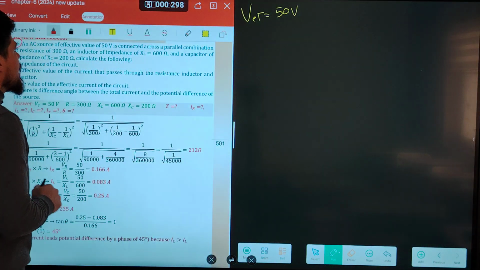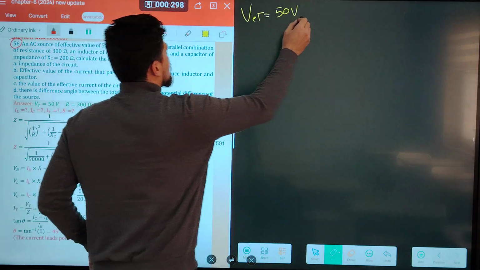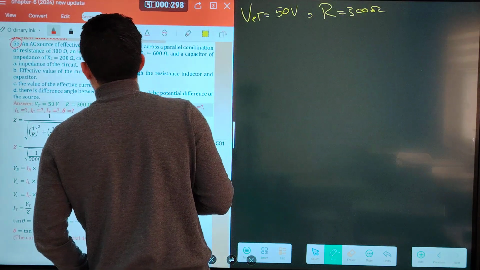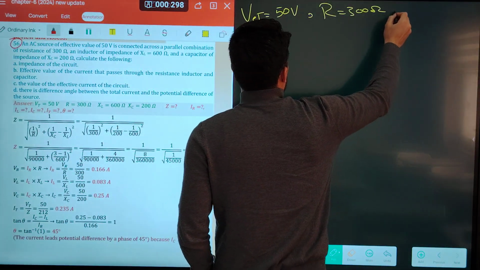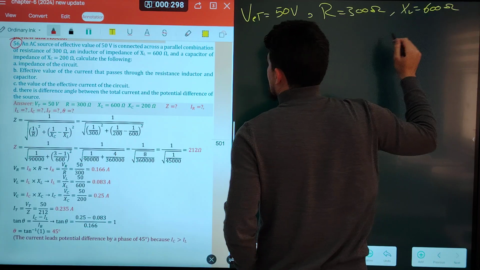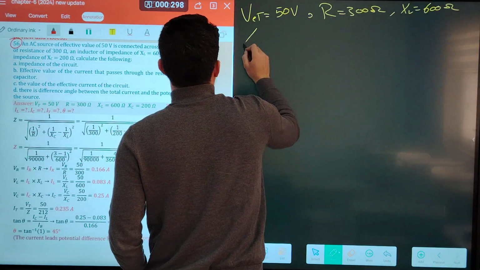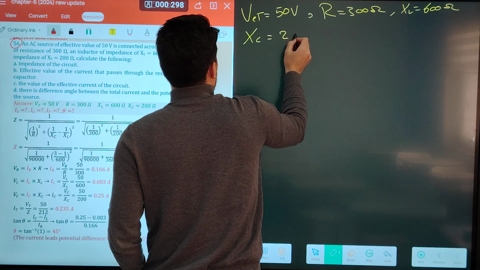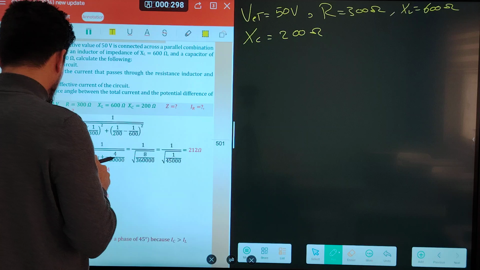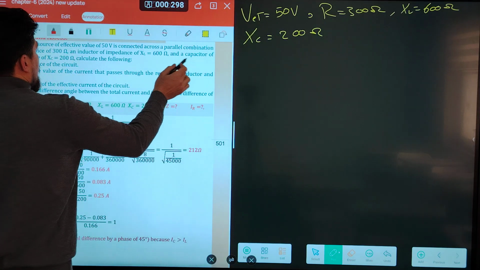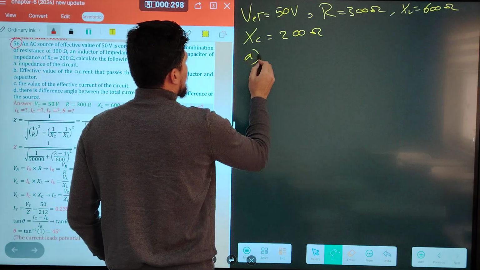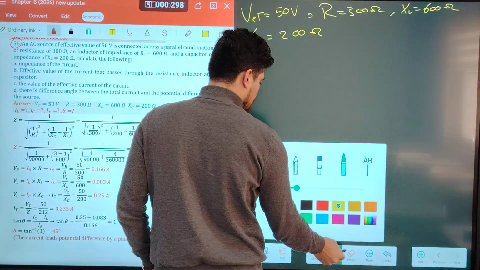It's connected across a parallel combination of a resistance R equal to 300 ohm, an inductor with reactance XL equal to 600 ohm, and a capacitor with reactance XC equal to 200 ohm. Okay? Calculate the following. A, the impedance of the circuit. What is unknown? Z. How can you determine Z?